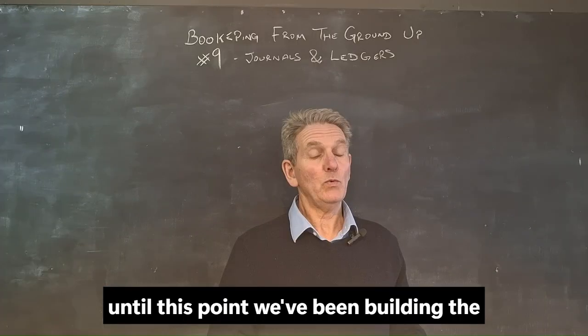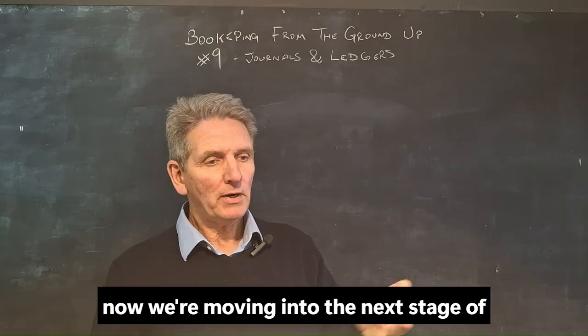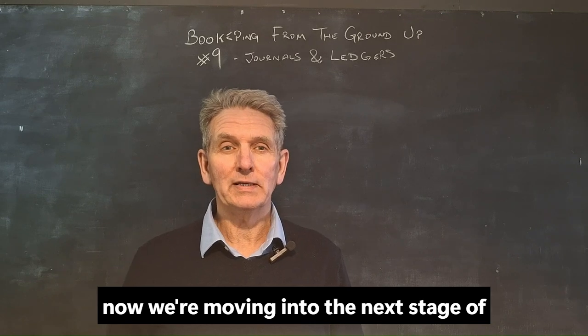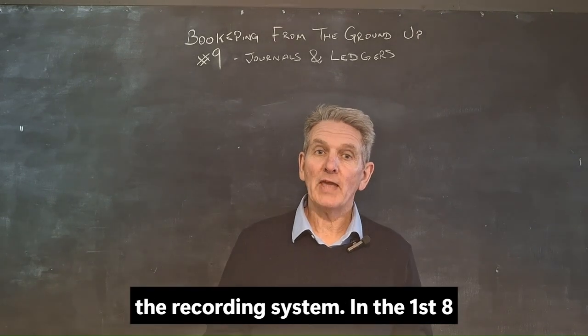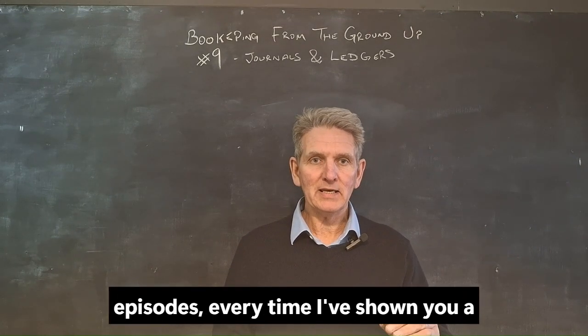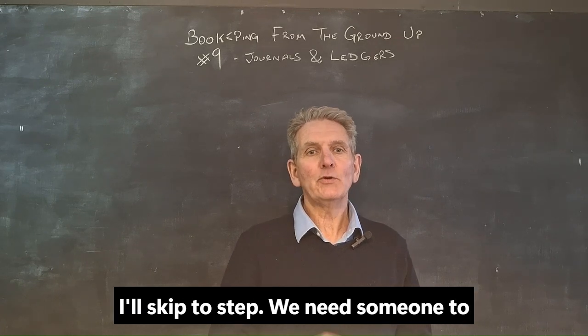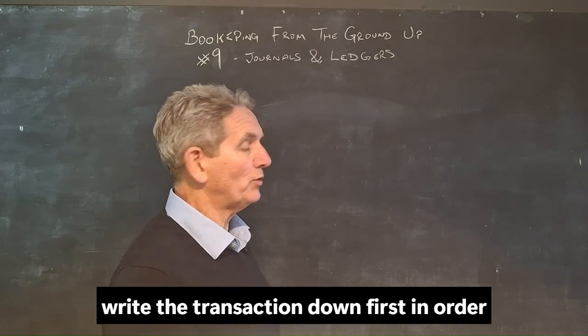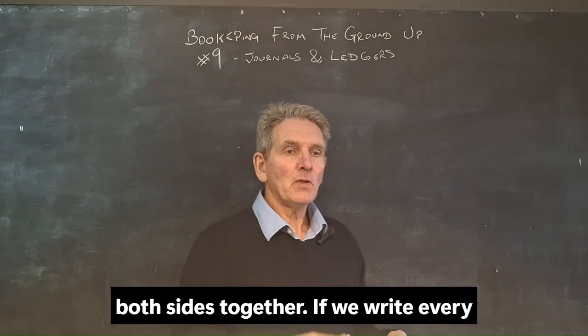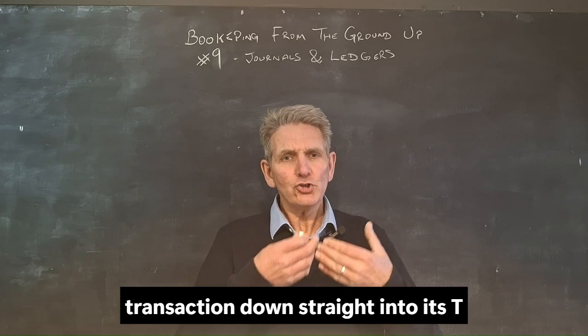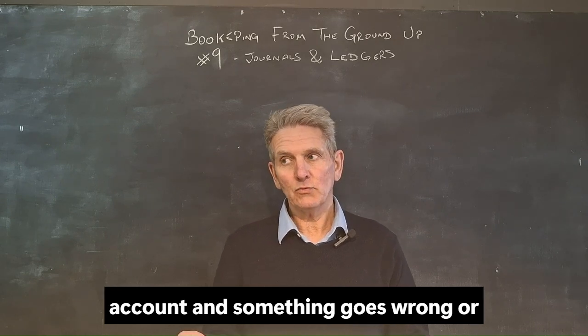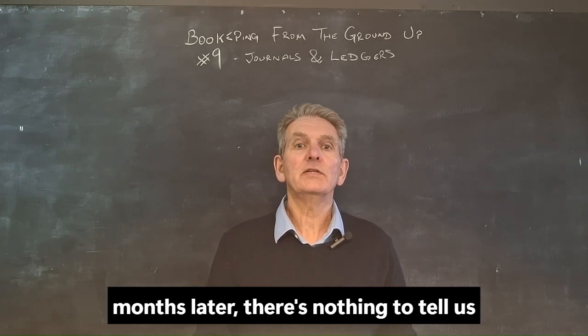Up until this point, we've been building the foundations of accounting, but now we're moving into the next stage, the recording system. In the first 8 episodes, every time I've shown you a transaction landing in a T account, I've skipped a step. We need somewhere to write the transaction down first, in order, both sides together. If we write every transaction down straight into its T account and something goes wrong, well, months later, there's nothing to tell us what happened.